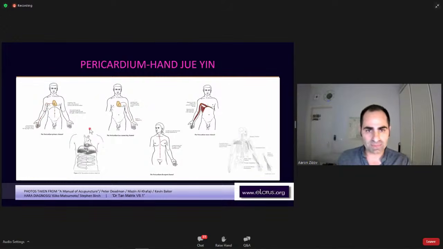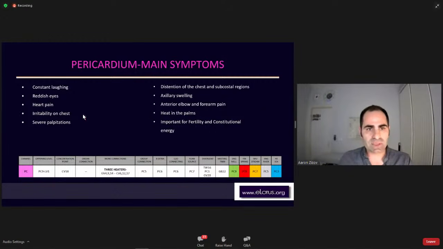with the genetic energy, constitutional energy. So it has an important role, of course, supporting the heart and so on, but the important part of pericardium, also triple burner, as we'll see later on, is about fertility and constitutional energy, just because of this support.